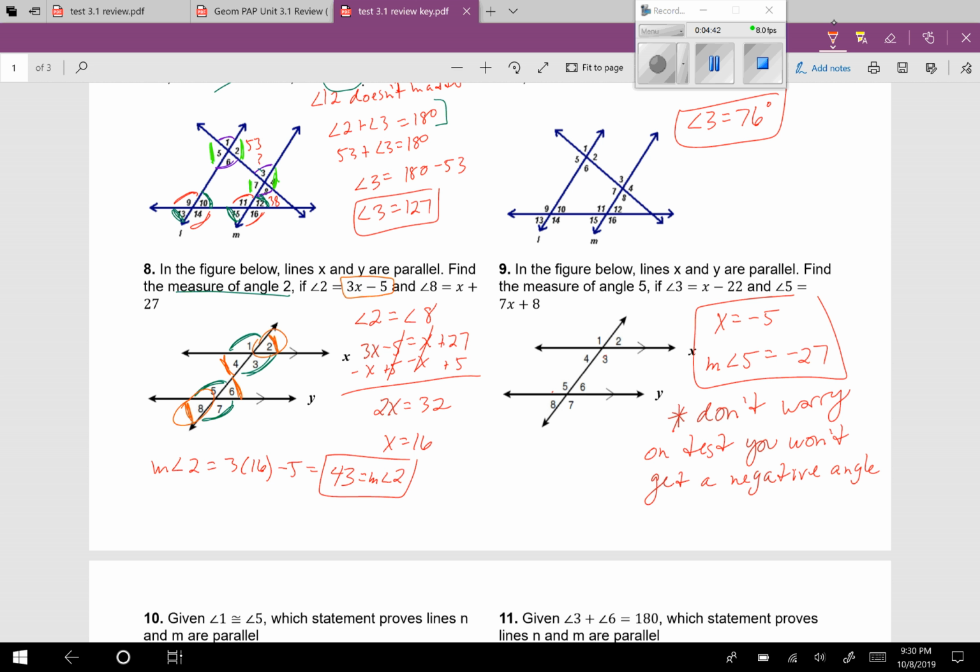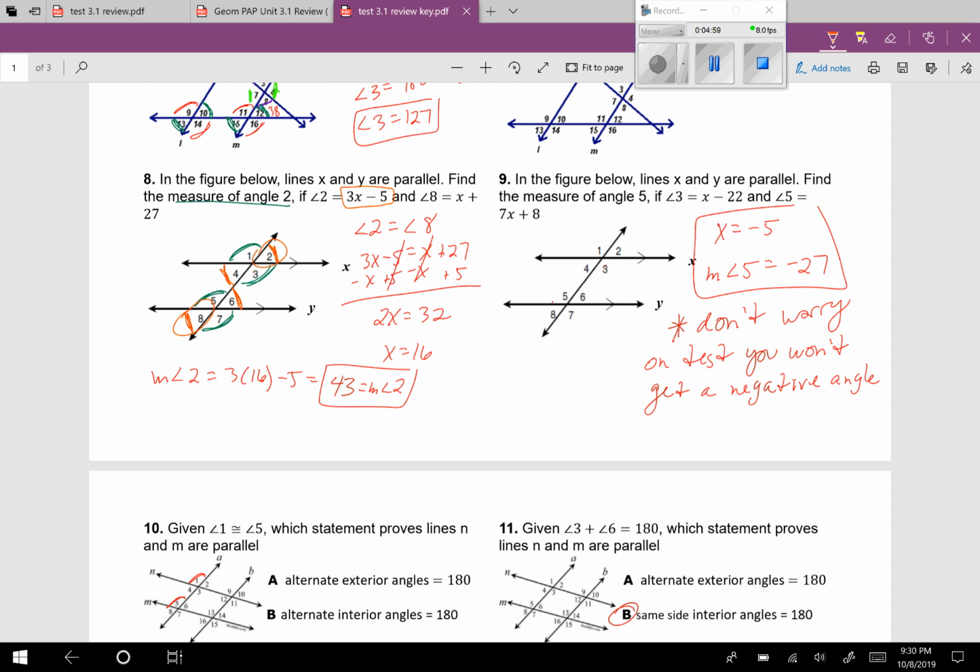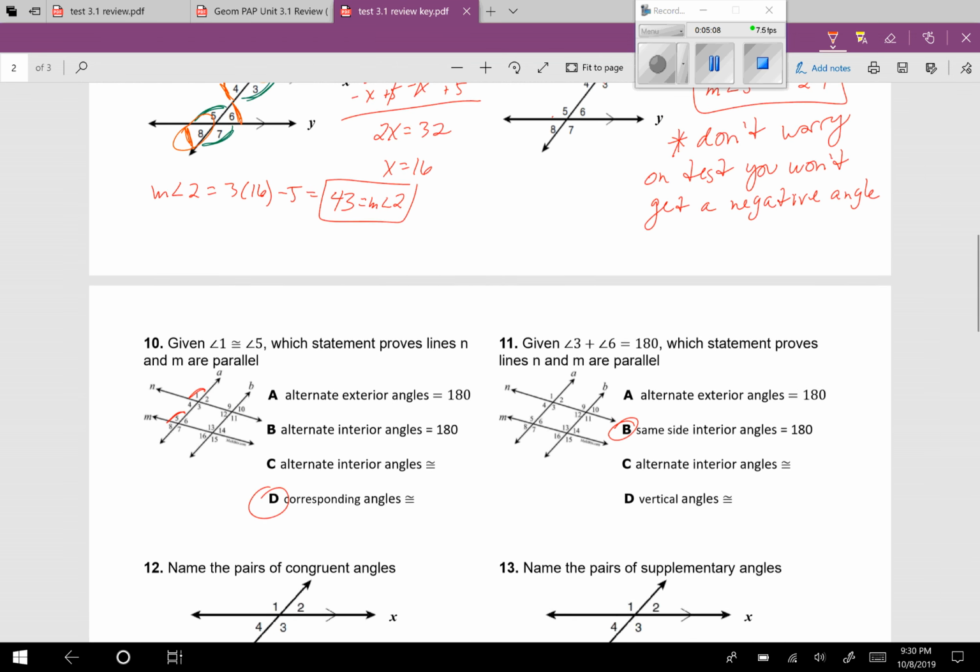On question 9, just be careful. Over here, you're going to get negatives. So technically, this question is not really a good question. But just understand, on the test, you won't have any negatives to deal with. So just make sure you understand if the angles I give you add up to 180 or if they're equal, and then don't worry about that negative. You won't have something like that on the test.